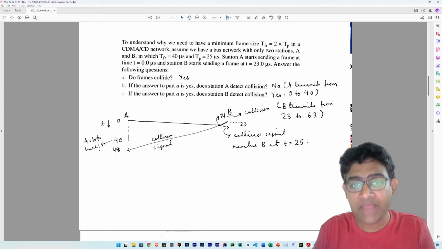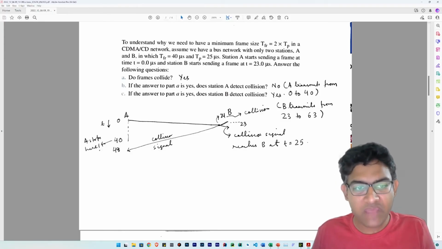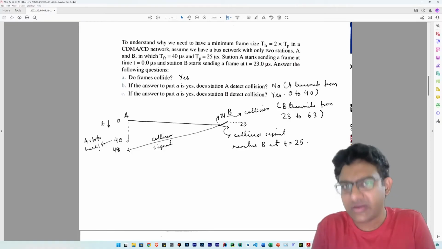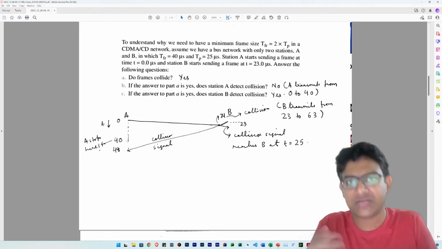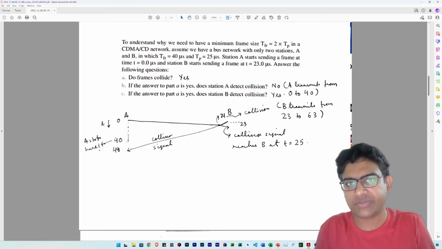No, because the frame transmission time is only 40 microseconds. So A will continue to transmit the frame from 0 to 40 microseconds, and then it will think that, okay, I am able to successfully transmit this frame. I did not detect any collision, because while it is transmitting, it is also continuously trying to listen for any collision signals. If it finds any collision signals, it is going to abort the transmission, and then it is going to retransmit after a random back off, right?